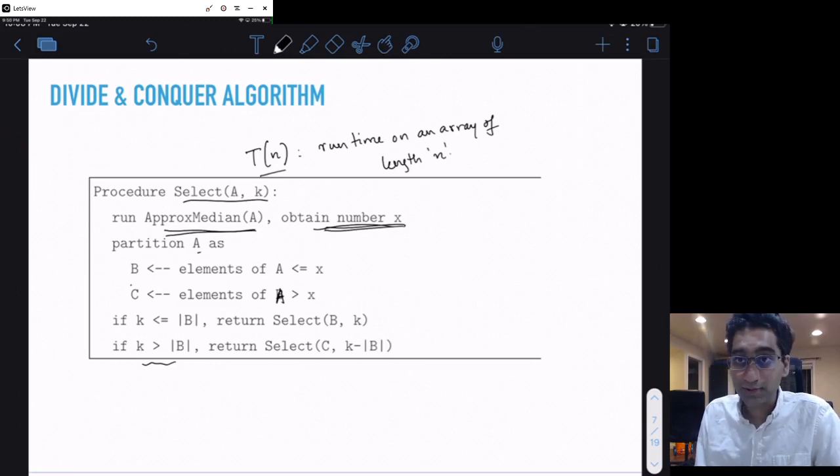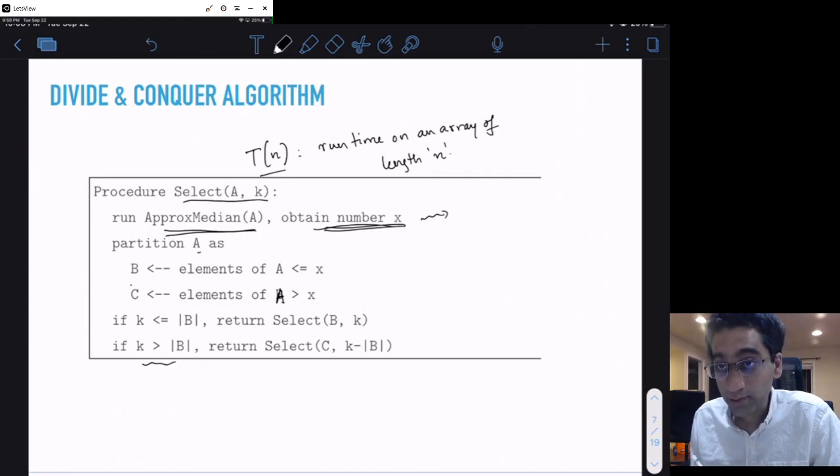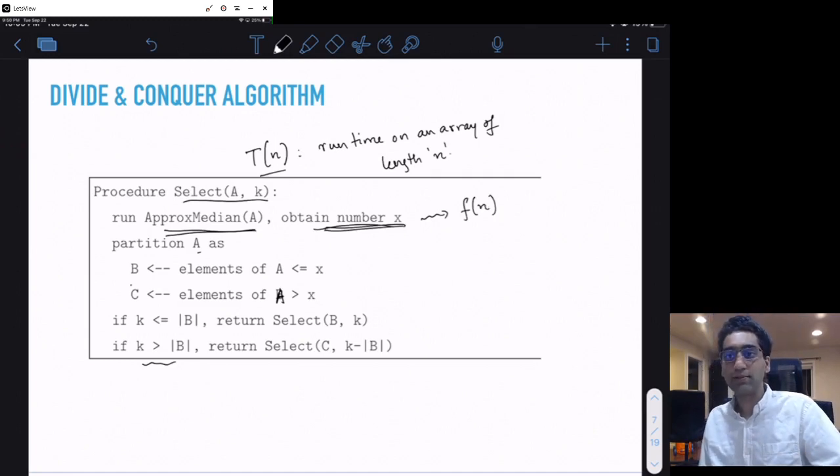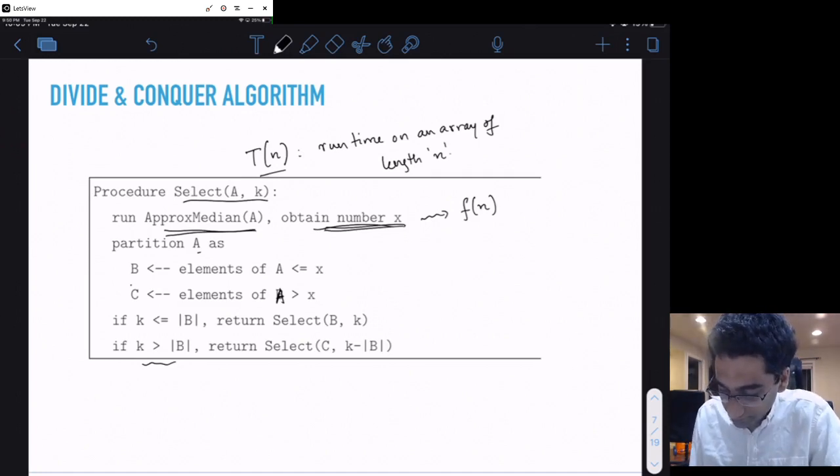And how does this procedure work? Right. So you run approximate median. Let's say this takes some time. Okay. For now, we don't know what it is, right? So let's denote it by some f of n. Okay. So this is the amount of time that approximate median takes. Okay. And so you've got B and C. For the forming of B and C, this takes O of n time.